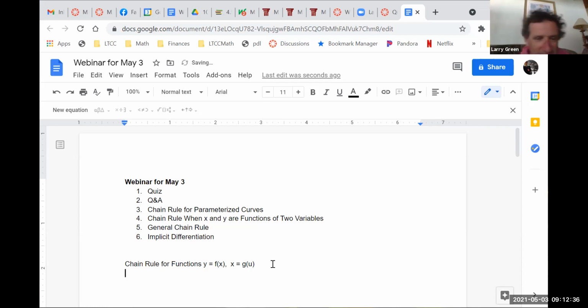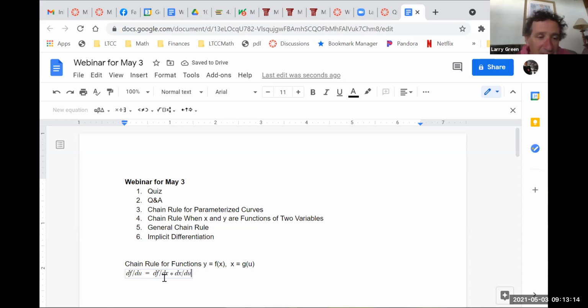So if you have a function y equals f of x and x equals, say, g of u, then the chain rule, if you're not writing it out, is df over du is equal to df over dx times dx over du.